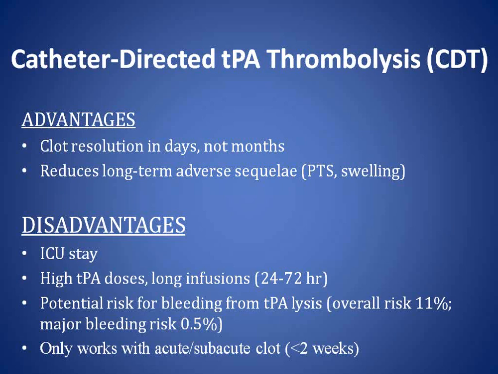So back in the day, people used to do infusions for 3 days, and the reason for the 0.5% quoted risk of intracranial bleeding is from when people were doing 3 days of lysis. Nowadays, we usually don't lyse for that long. I usually lyse overnight and then decide, is there something else that I can do to try to get the clot out? It only works with acute or subacute clot.